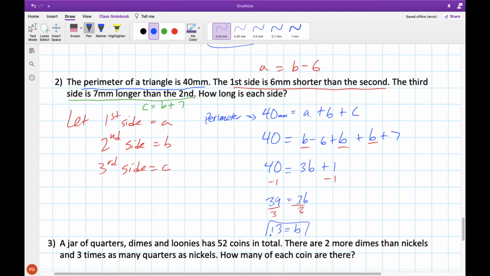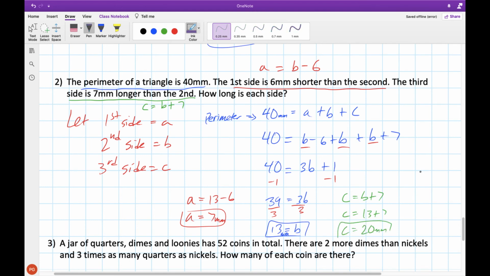And we'll get that our second side is equal to 13. But now we've got to figure out our other 2 sides. We know our first side, A, is equal to B minus 6, so that would be 13 minus 6. So our first side would be equal to 7 millimeters. And our third side, C, is equal to B plus 7. So 13 plus 7, which is equal to 20 millimeters.